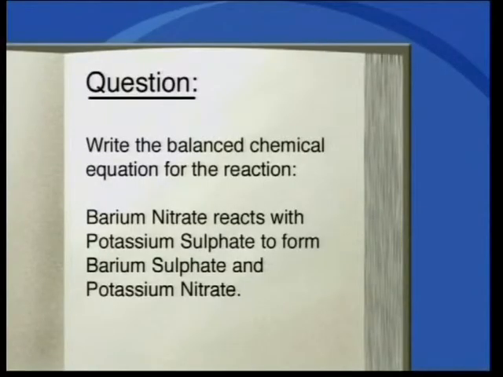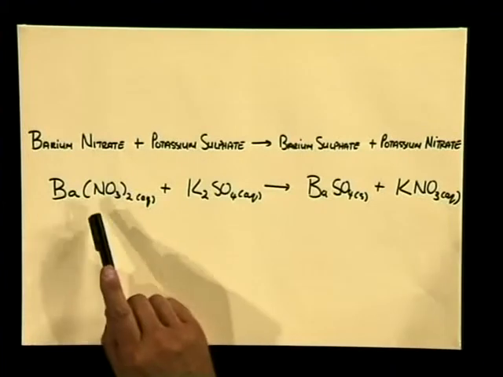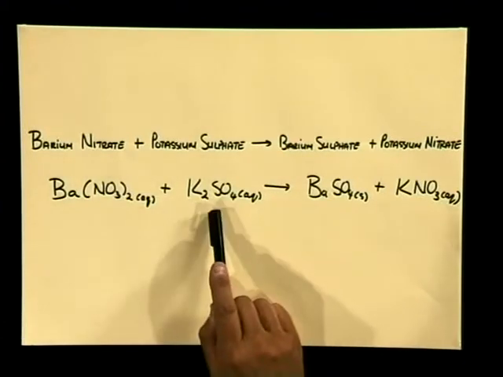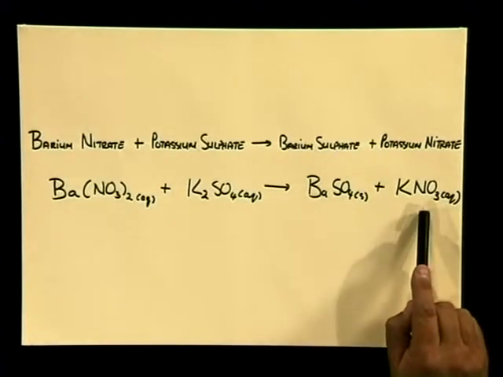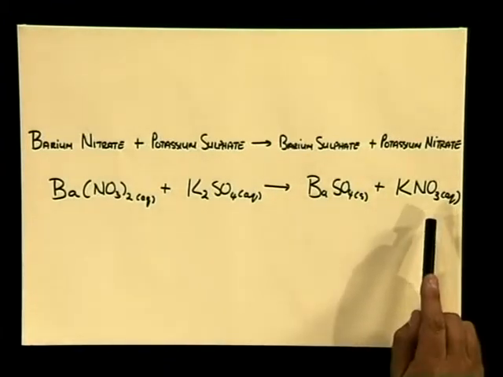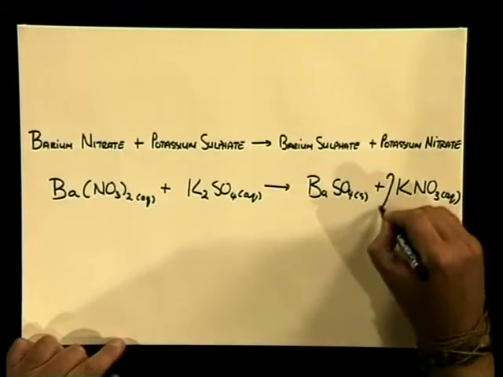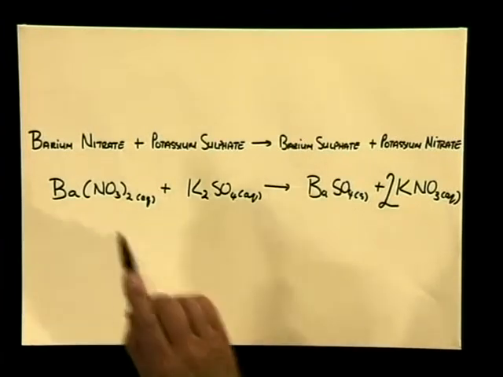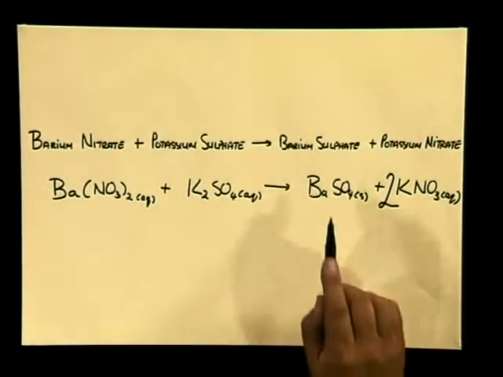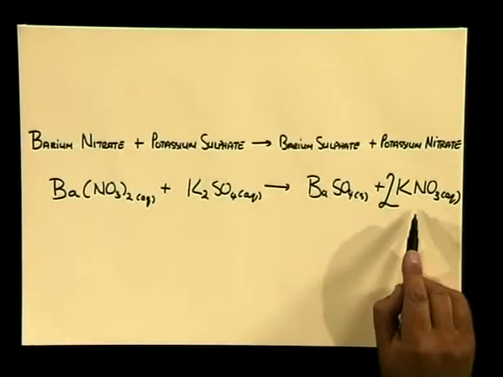Barium nitrate reacts with potassium sulfate to form barium sulfate and potassium nitrate. Now check out your answer. I'm sure you got it correct. Barium nitrate plus potassium sulfate gives you barium sulfate and potassium nitrate. Now to balance this, we need to add a 2 in front of the potassium nitrate. So it now reads barium nitrate plus potassium sulfate gives us barium sulfate plus 2 potassium nitrate.